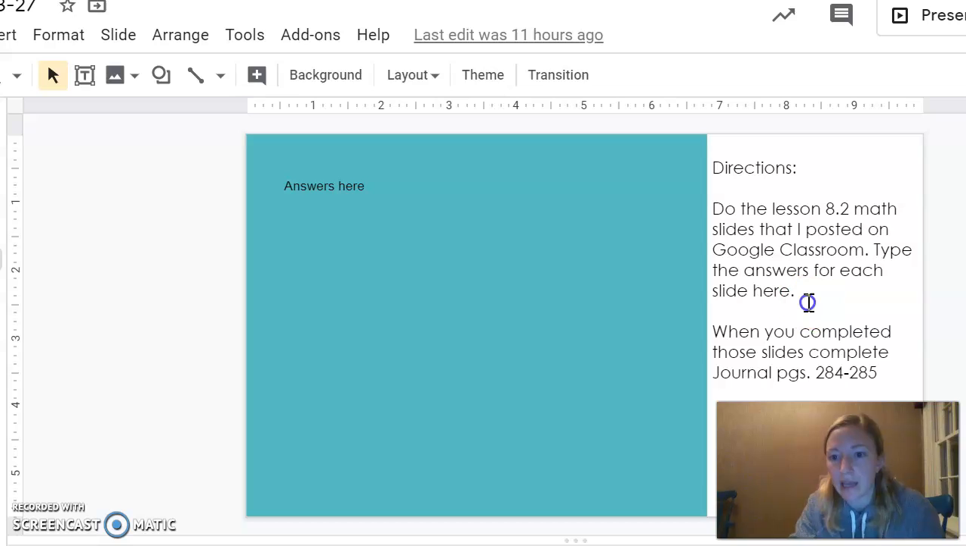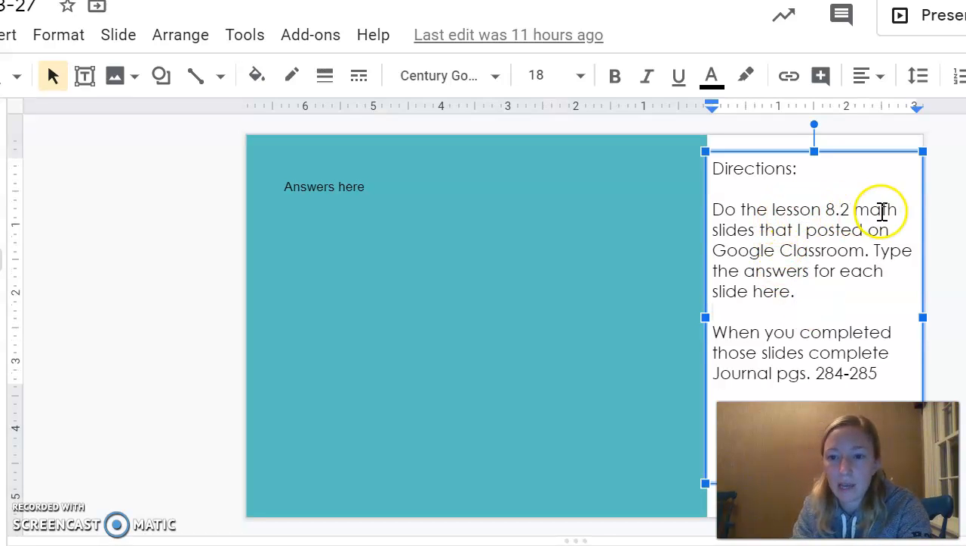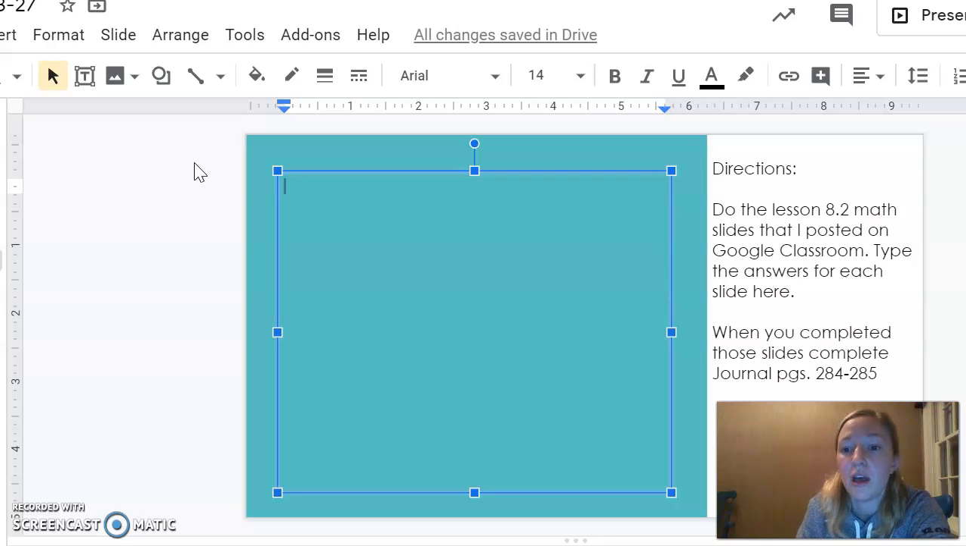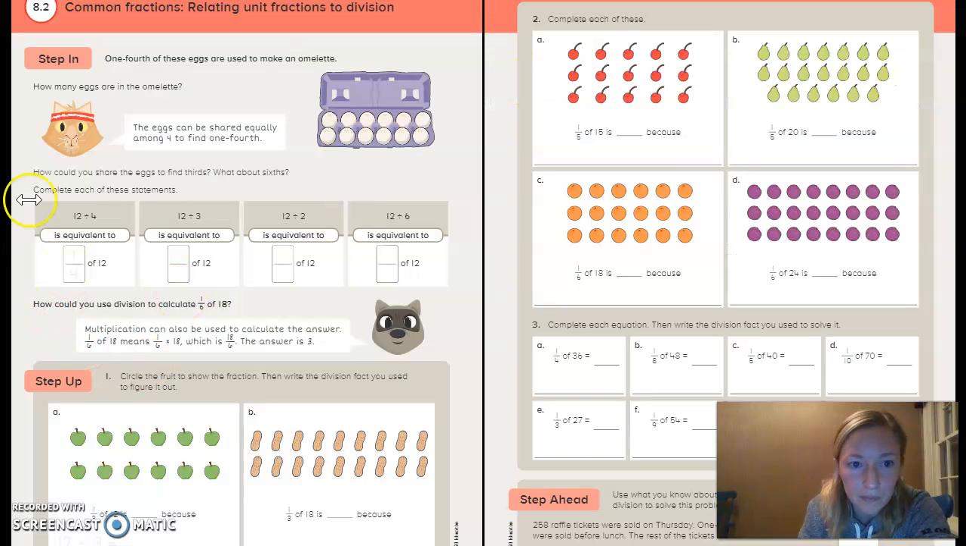Right here, it says you're going to do the lesson 8.2 math slides that I post on Google Classroom. Type the answers for each slide here. So here's where you would come in and you would type the answer for number 1. Oops, it won't let me do it. But you'll type the answers for number 1, 2, and 3, however many are on there. And then when you're done, you can go ahead and try to do the journal pages 284 and 285. Here's what that looks like.